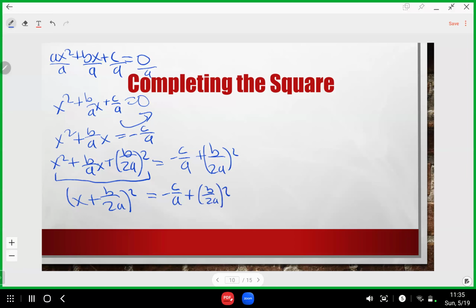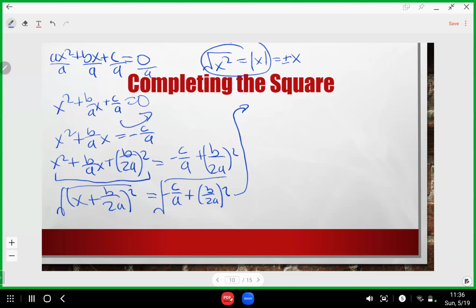Okay, so here is the important step. Remember that when you take the square root of an x squared, you get the absolute value of x, which is equal to plus or minus x. Not always, but remember this part. So then you go here and square root both sides, right? Once you square root both sides, you get the absolute value of x plus b over 2a is equal to the square root of negative c over a plus b over 2a squared.